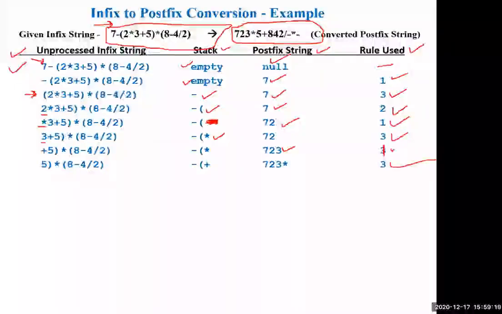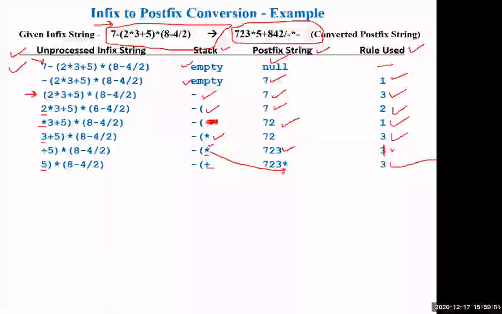Rule number 3 says that if an operator of higher or equal precedence is encountered, we have to swap them and move the operator, this multiply, from the stack to the end of the postfix string, and the incoming operator, which is plus, should be added to the end of the stack. And we have to keep on removing the operators until the opening bracket is encountered or any other rule applies. Next is our 5, which is an operand.